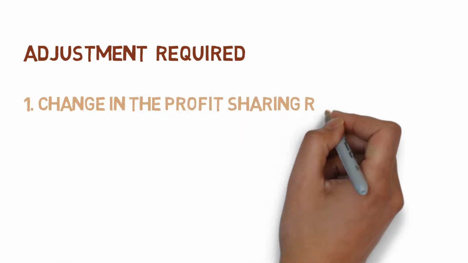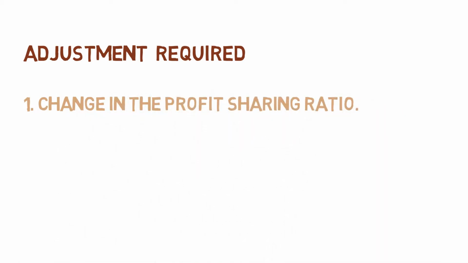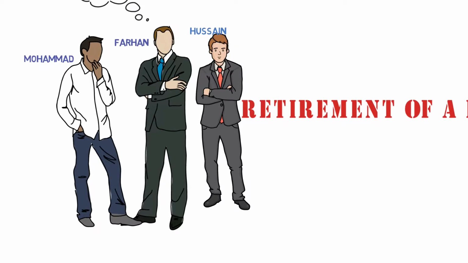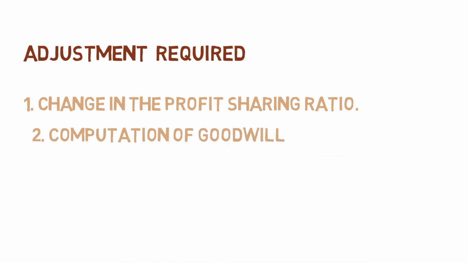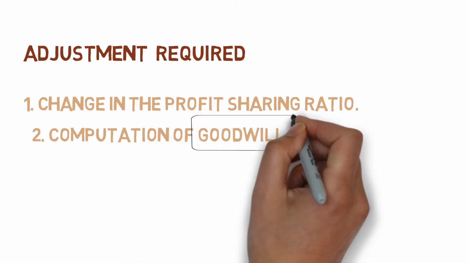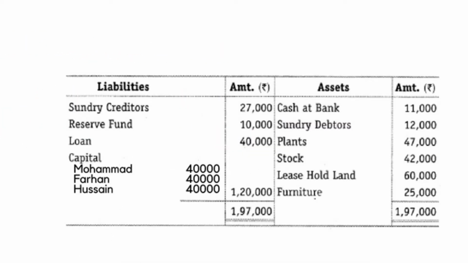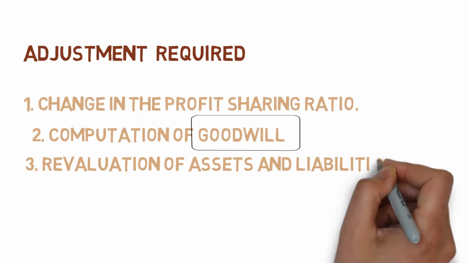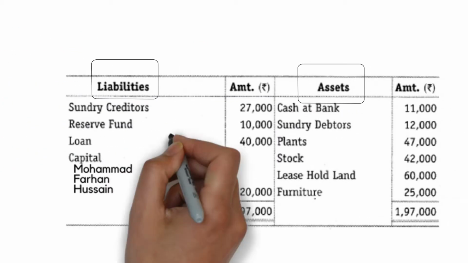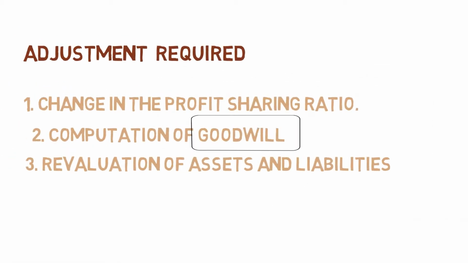1. There will be a change in the profit sharing ratio among the continuing partners. Because of the retirement, the profit which was earlier going to Farhan will now be distributed between Mohammed and Hussein. For this, the continuing partners will compensate the retiring partner by way of goodwill. Next, adjustment will be required for assets and liabilities. Any reserves, undistributed profits or losses will now be adjusted.